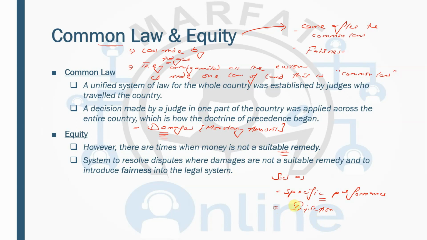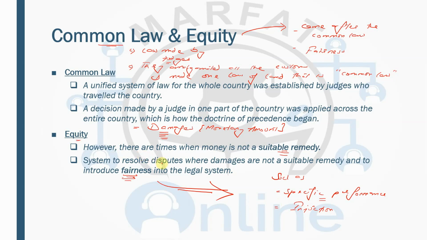So if they were looking for any other remedy other than the damages, they used to go to the king to ask for that, and then the king used to apply fairness into that system by providing some more remedies other than the damages, such as specific performance and injunction. So this was known as the equity. So first of all, there was the common law.